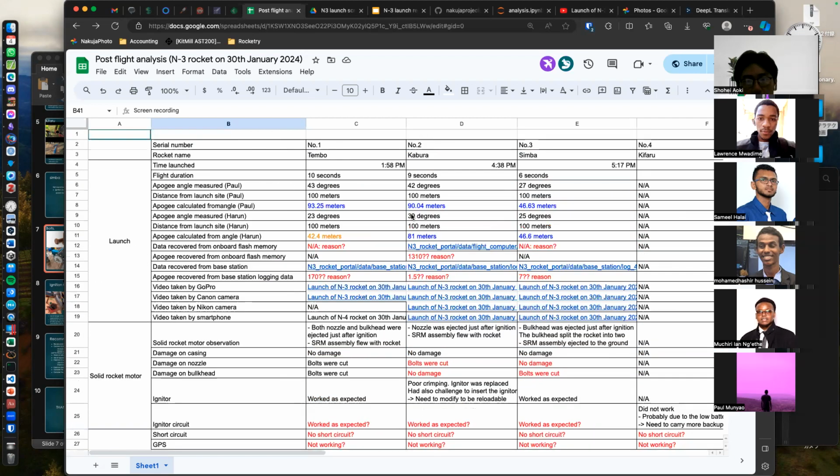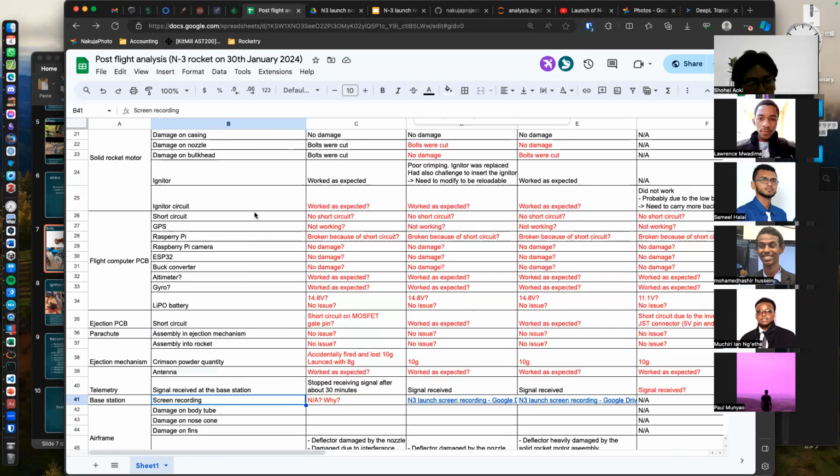Particularly for the recovery group, I didn't follow up on what was going on on site, especially in terms of the PCB and flight software. So I want to encourage the recovery team to put in more information, because I am not certain whether there was any damage or circuit issue for each rocket.